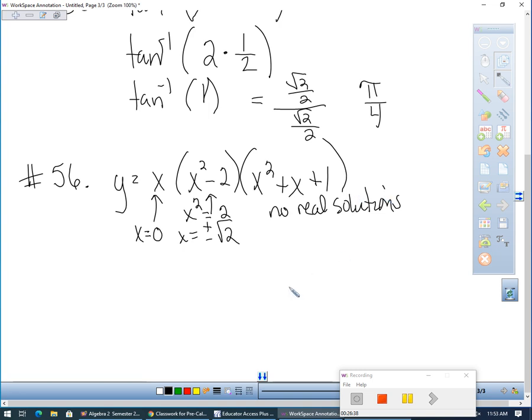So how many real solutions do we have? How many times is it going to cross the x-axis? 1, 2, and 3 times.